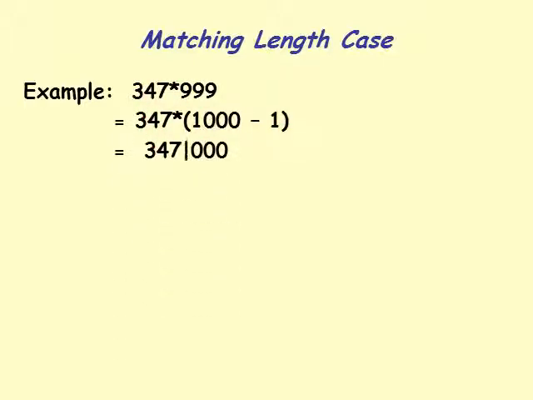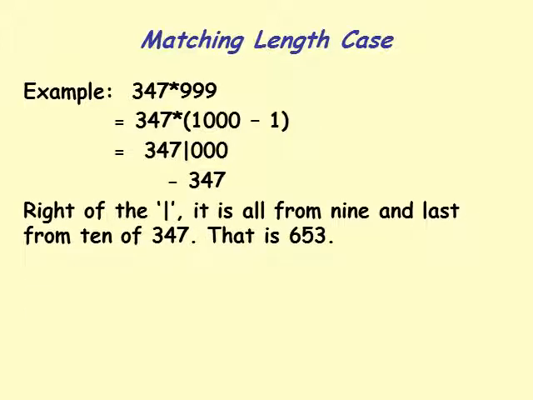Let us continue here. On the left we have 347 followed by 3 zeros. 347 times 1000 minus 347. So we write a minus 347 on the next line. To the right of this bar, it's going to be all from 9 and last from 10 of 347. That is 653.